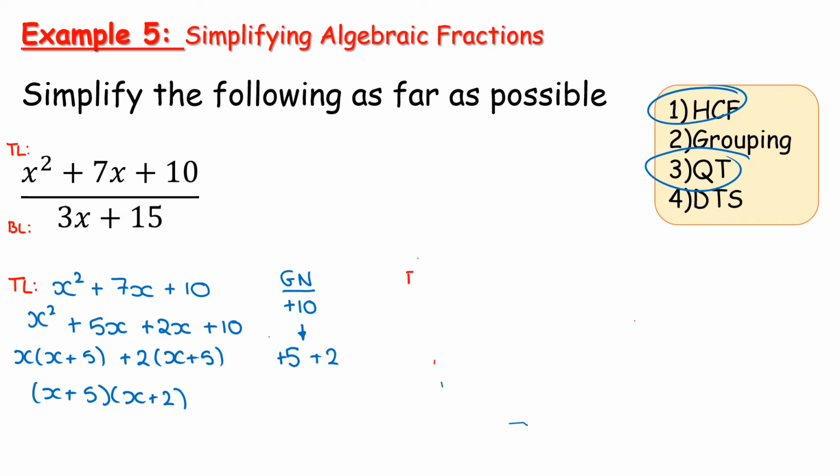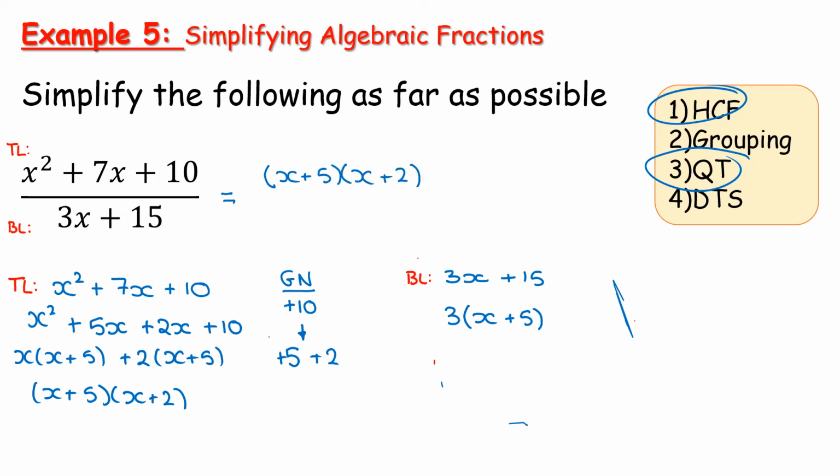I'm then going to go and do the bottom line. Now, I don't really need to do the bottom line out here, but since I've already pulled out the top line, I might as well. This is highest common factor. I pull out my 3 and I'm left with x plus 5. So now I'm going to come back up here and I'm going to replace the top line with the 2 factors I've worked out.